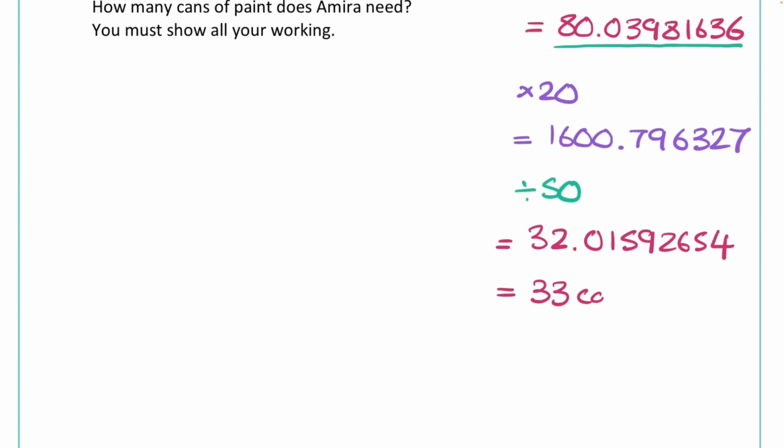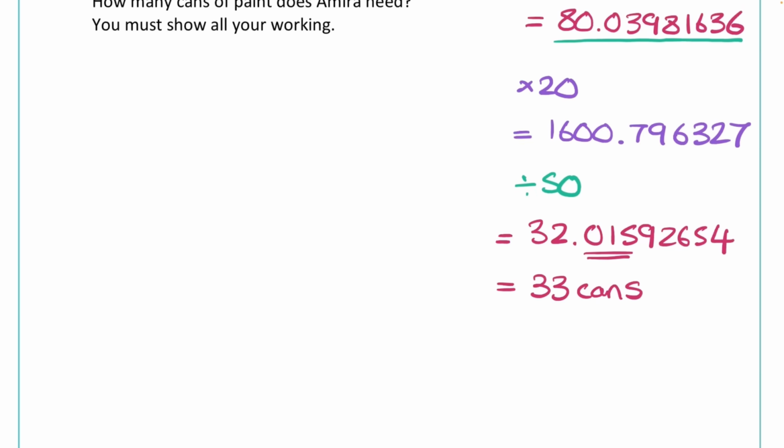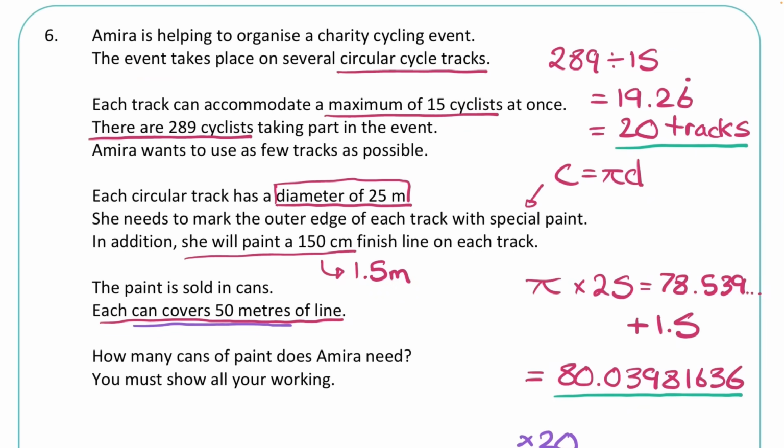It is 33 cans. Of course, this is such a small distance, we could actually probably in real life get away with 32, but if it ever goes over, we are going to have to round it up there. So our final answer is 33 cans. And there we go, there is our final answer. That was looking at some problem solving and circumference of a circle.